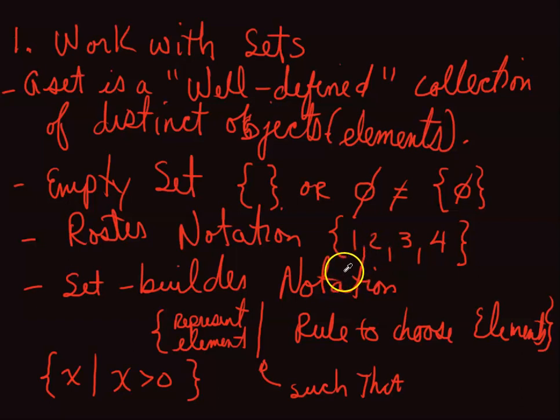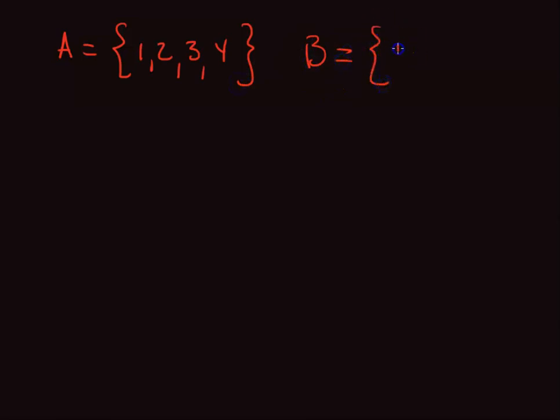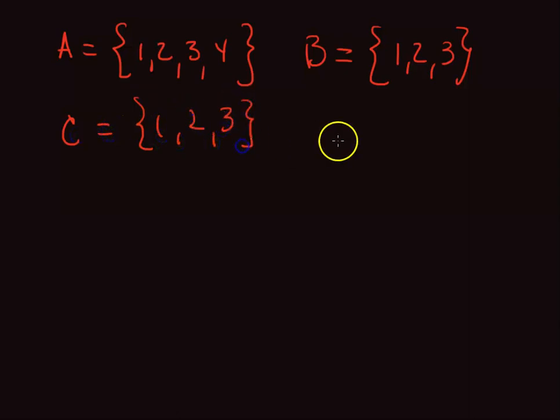Okay, when are sets equal? Well, let's see. If I have a set A, which is the set containing 1, 2, 3, and 4, and I have a set B, which is the set containing 1, 2, 3, these two sets are not equal. If I have another set C containing 1, 2, 3, we know that B is equal to C. They are exactly the same.